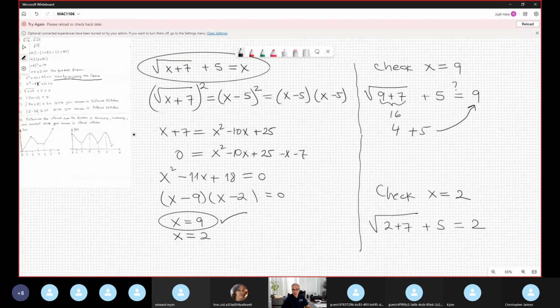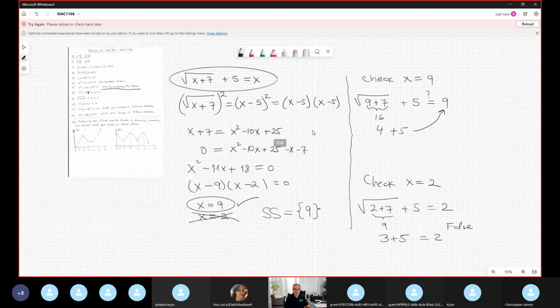Boom. And now the other one: the square root of 9 is 3, and 3 plus 5 is not 2. 3 plus 5 is 8. This is completely false, and you discard the solution, it is an extraneous solution. Therefore, the only solution that we have in this radical equation is 9. Any question? Extremely important. If you forgot to check, no credit. The checking is important in radical equations.